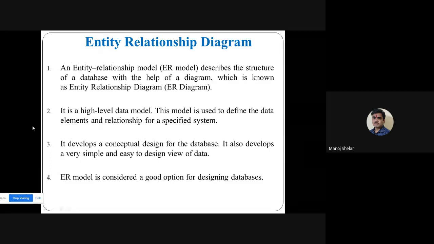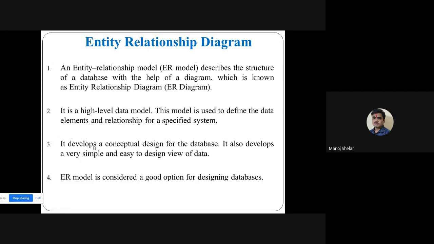Simple. It is a high level data model. It is one data model because in a database system several data models are available: relational model, ER model, hierarchical model, network model. So ER is one type of model. It is a high level data model. This model is used to define the data elements and relationships for a specific system. It develops a conceptual design for the database.